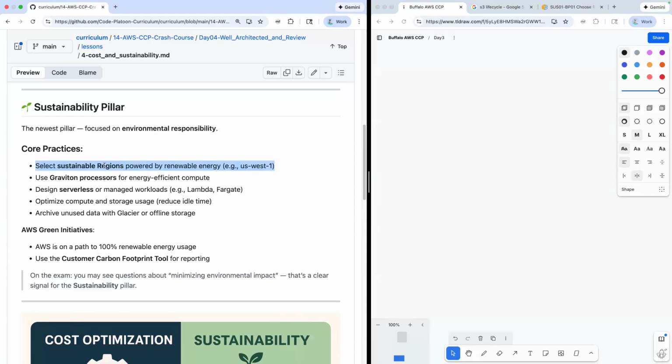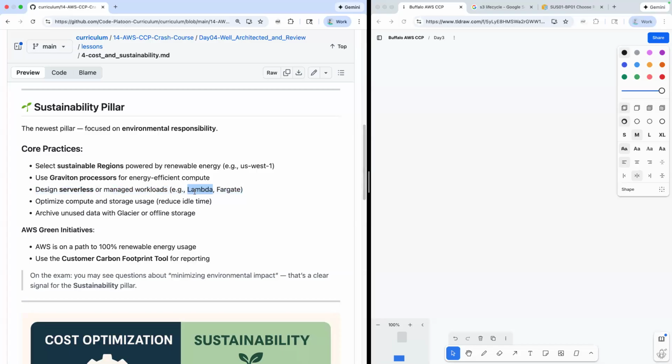Well, you select a sustainable region that's powered by renewable energy, using the more energy efficient custom-built AWS Graviton processor, and re-architecting like serverless Lambdas and a serverless architecture kind of uses fewer resources, or managing workloads.